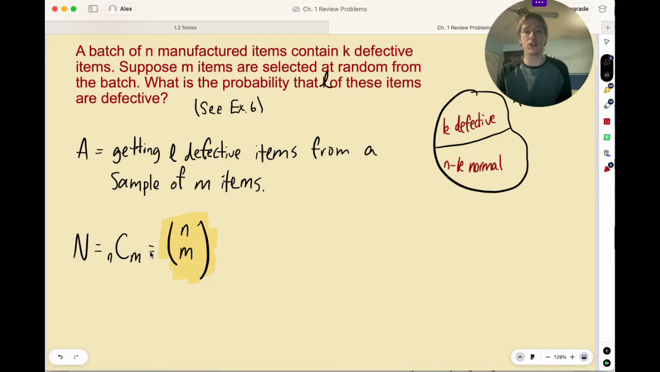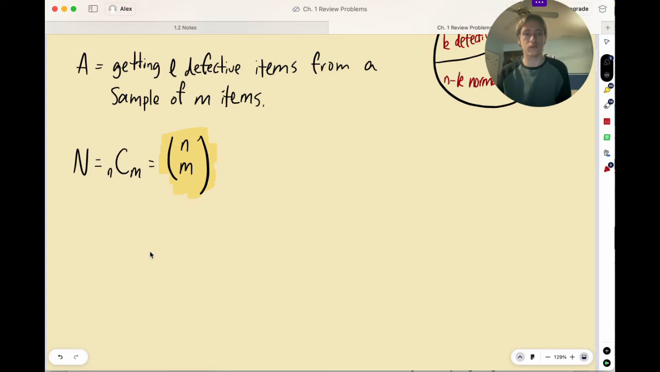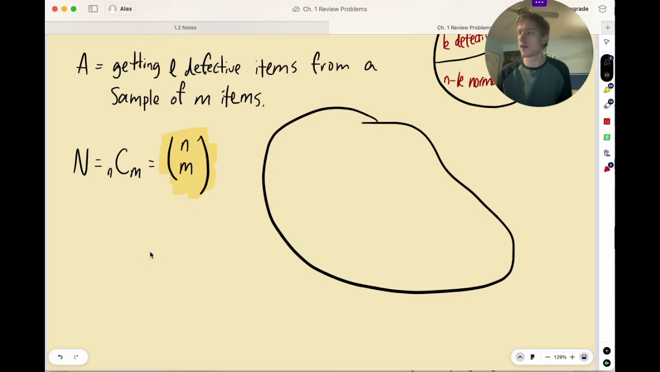Now comes the more challenging part of this question. Finding the number of ways that A can occur. How many ways can you get L defective items from a sample of m items? Well, for that, we're going to need a different picture. I'm going to draw this kind of big. So this is our total population of n.